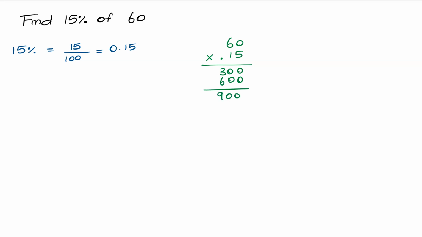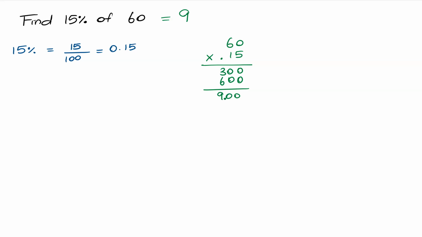So we get 900. Right? And we look at our decimal, we can see the top number has no decimals, but the bottom number has 2 values to the right. So that means our decimal place would have 2 values to the right. So therefore, our solution is 9. 15% of 60 is 9. Alright? Now let's look at another example.